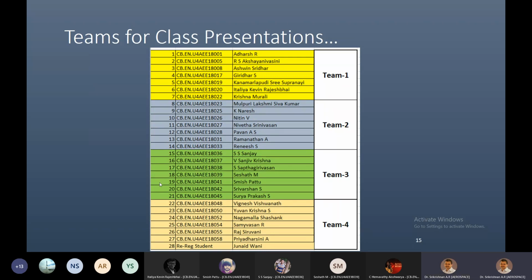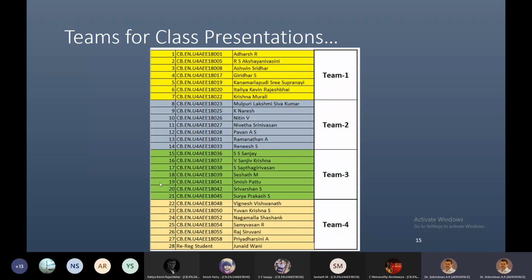I know that there were some students who wanted to audit. I would exclude them from the presentations, because this is part of assessment and they don't need to be part of the assessment. Of course they can attend, but they don't need to be part of the teams that make the presentations. So that's how I have made the teams.